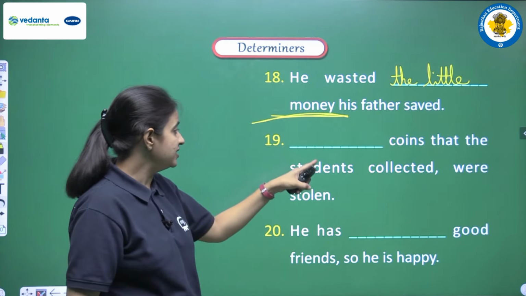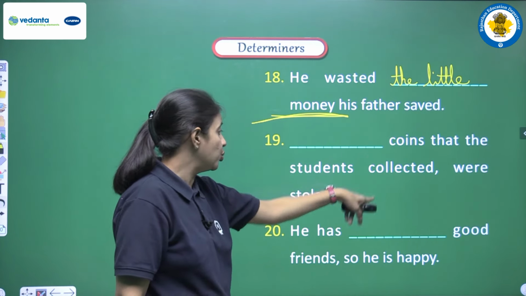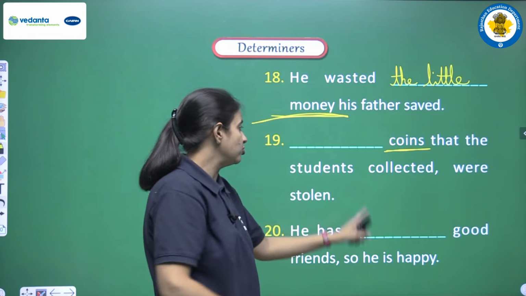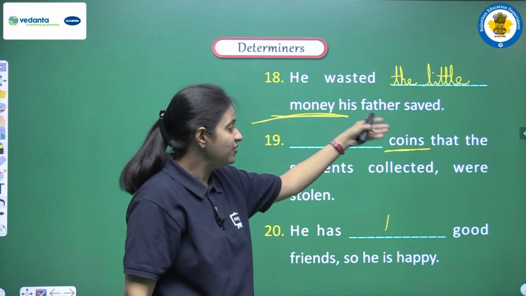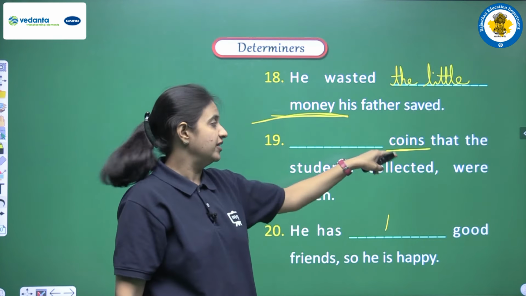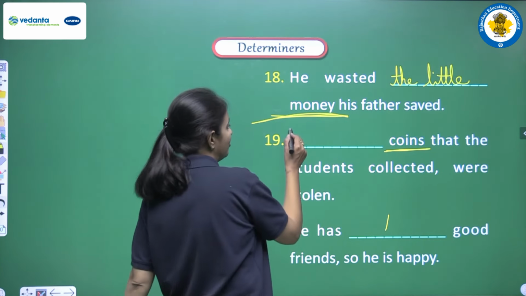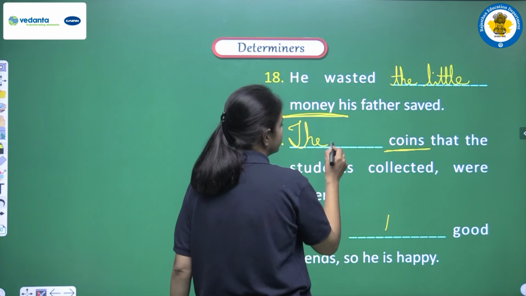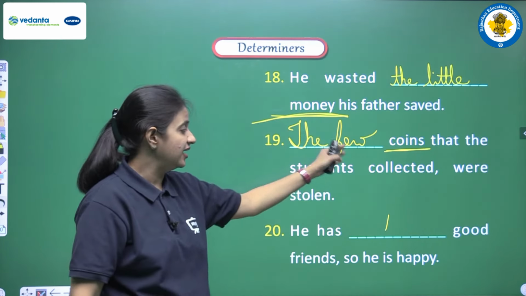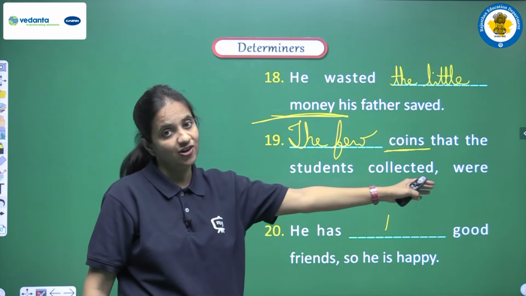Next is coins that the student collected were stolen. We are talking about the total number of the coins that were collected by the students, and we are saying that those total coins were stolen. Coins is a countable noun, so here our answer will be the few. The few coins that the students collected, they were all stolen.